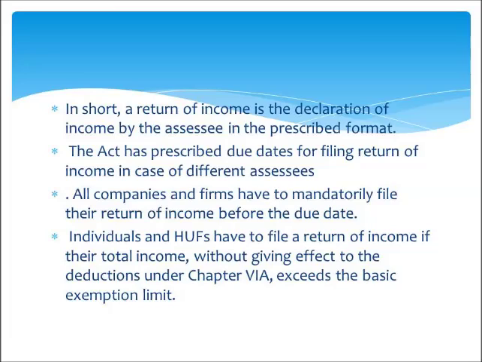That is, voluntarily they can file, but they are not required to file the return mandatorily. So, companies and firms mandatorily, and individuals and HUFs are required if their gross total income, that is income without giving effect to various deductions, exceeds the basic exemption limit. What is the basic exemption limit in case of individuals? 2,50,000. If they are exceeding that, then they have to file the return of income.